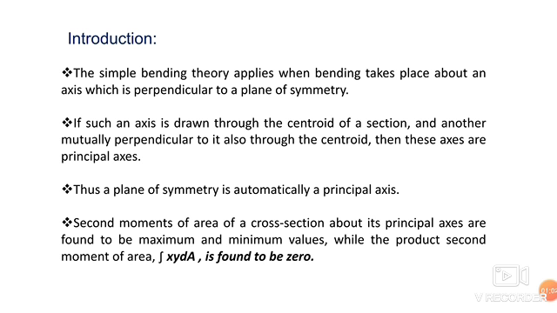The simple bending theory applies when bending takes place about an axis which is perpendicular to a plane of symmetry. If such an axis is drawn through the centroid of a section, and another mutually perpendicular to it also through the centroid, then these axes are principal axes. Thus, a plane of symmetry is automatically a principal axis. Second moment of area of a cross section about its principal axes are found to be maximum and minimum values, while the product second moment of area, that is integration xy dA, is found to be 0, which we will discuss in the later part, how we have to find this.